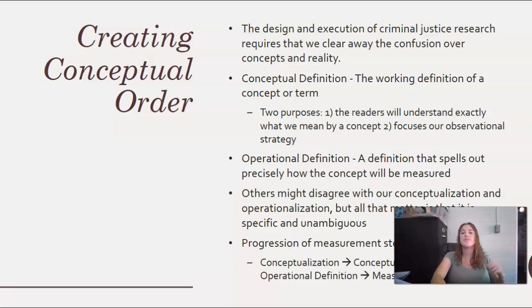Step two is coming up with the operational definition. So this is a definition that spells out precisely how the concept will be measured. At this point, we have conceptualized our concept of socioeconomic status. We've explicitly stated that our concept is going to be made up of income level and educational attainment. And so now we want to specify exactly what we're going to observe, how we're going to observe it, and what interpretations we place on these observations.